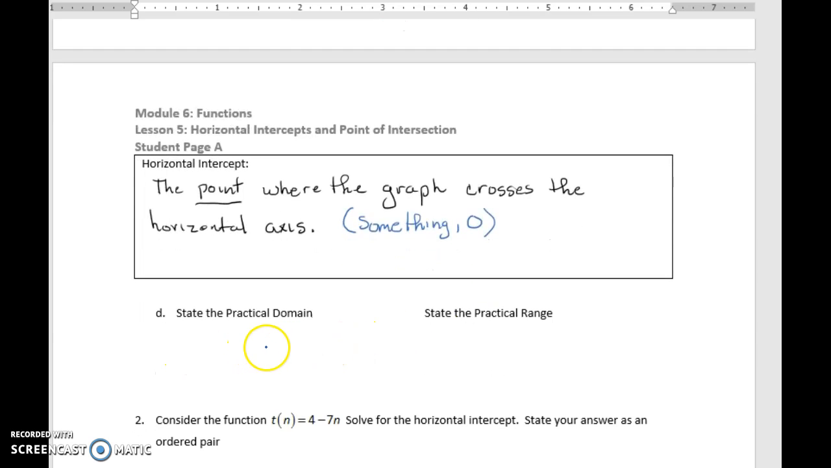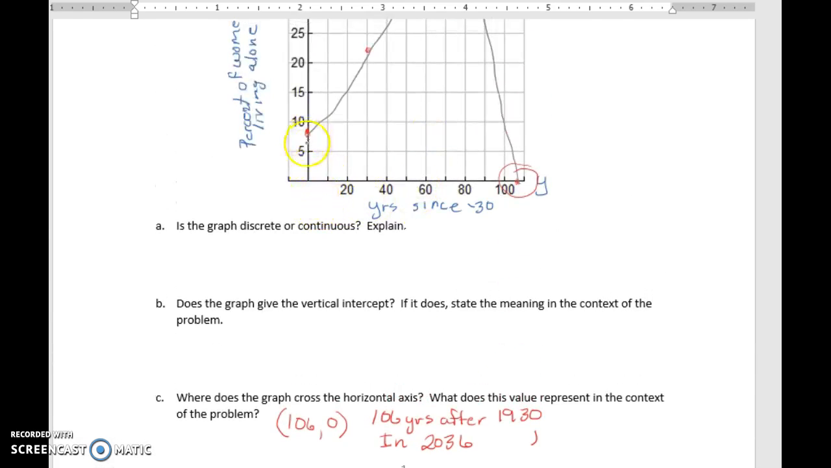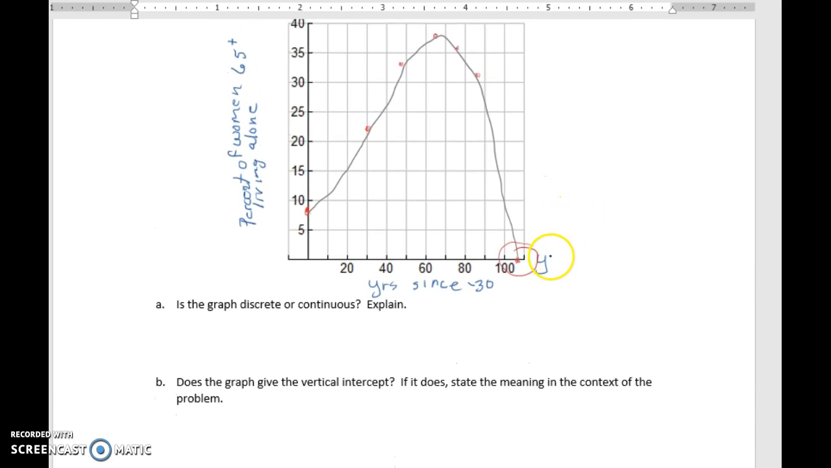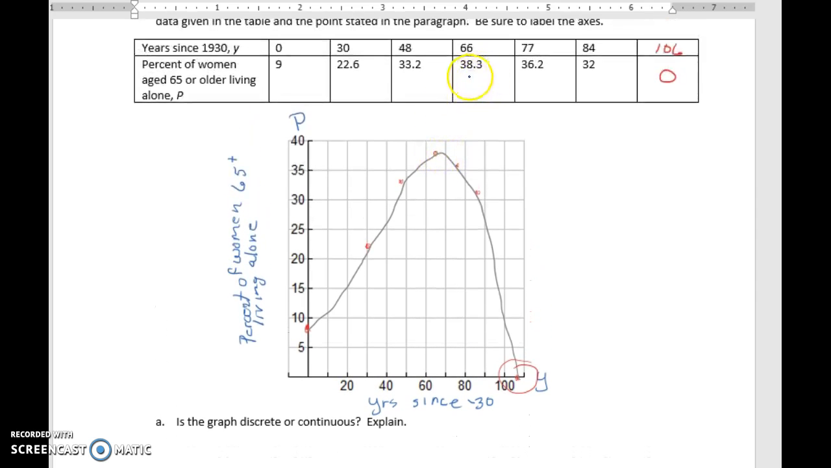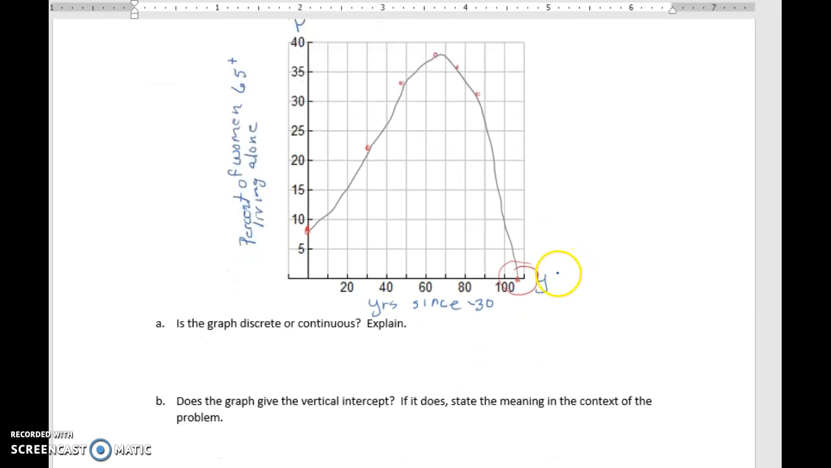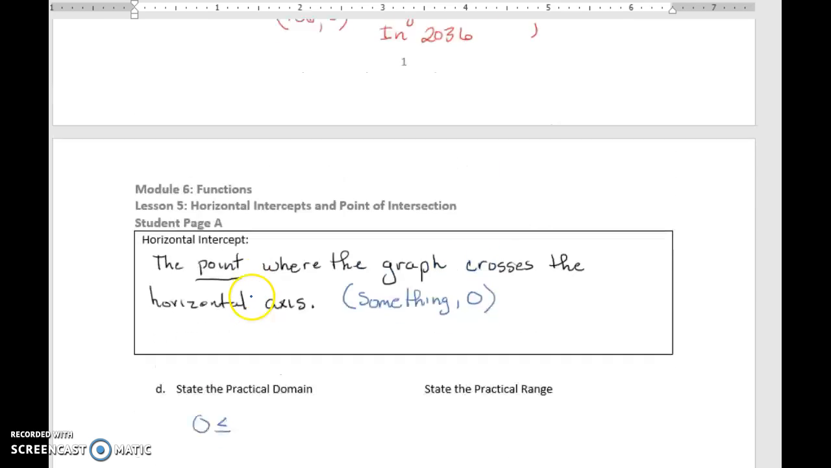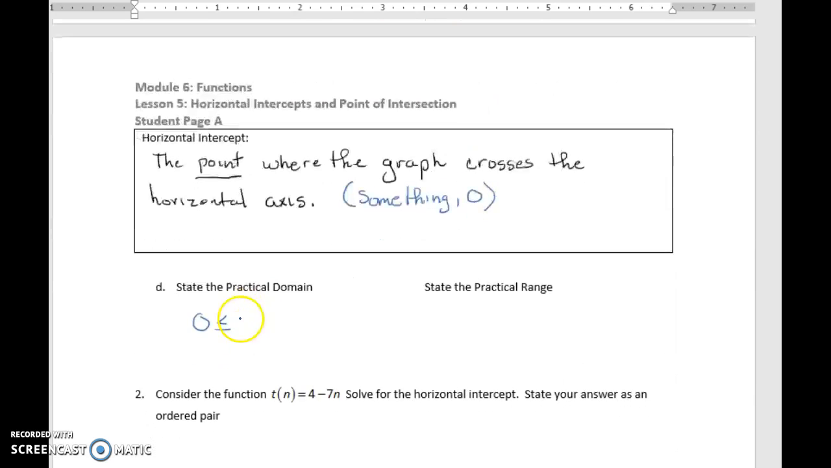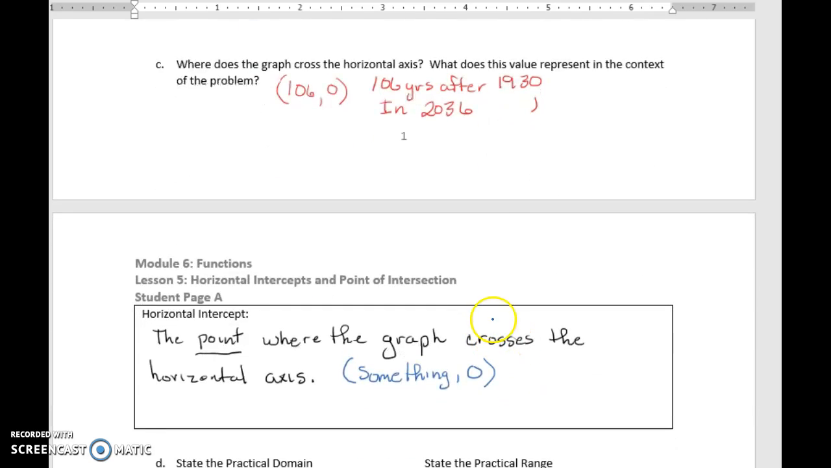So now if we want to state the practical domain and practical range, we can look at our graph, and our practical domain is from 0 to 106, and our practical range is going to go from 0 to that highest point, which looks to be about, what is it in terms of the data, 38.3. So we could fill those in with 0 ≤ y ≤ 106, and then we had 0 ≤ p, I think our variable was p, ≤ 38.3.